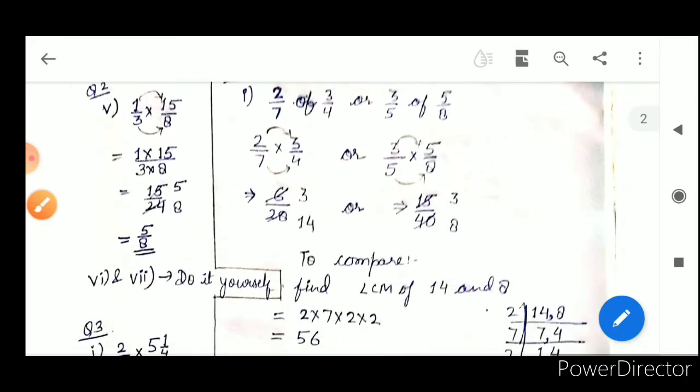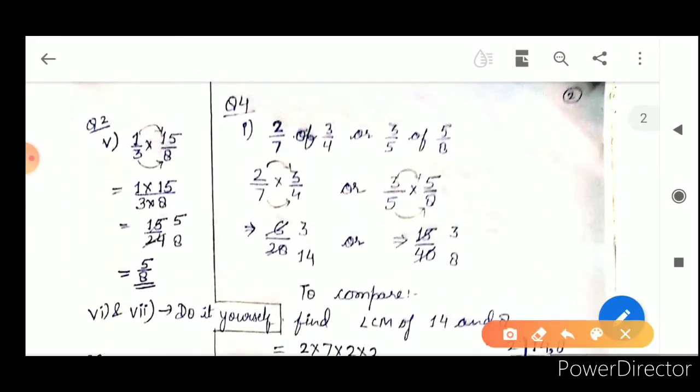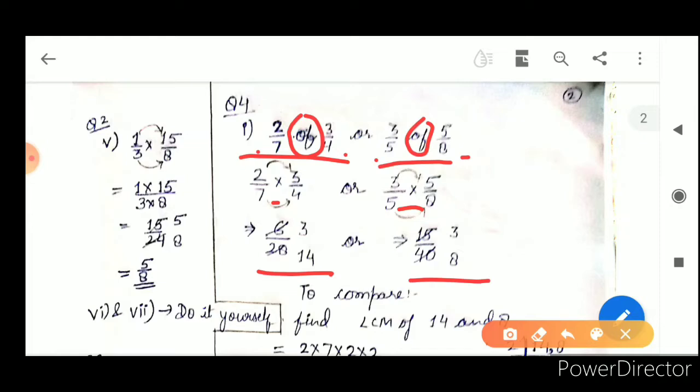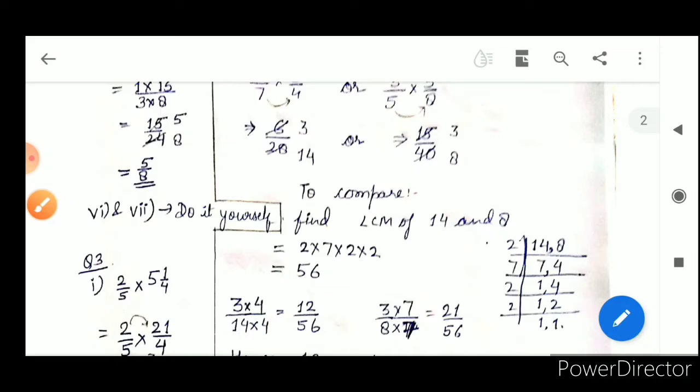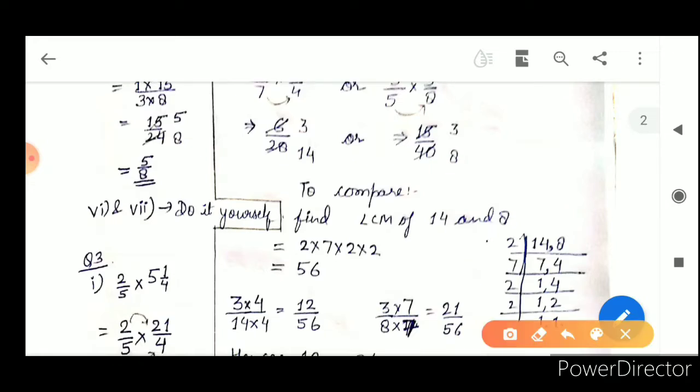Now the different question is if we have to compare these two parts. What we see here is that the denominators are not the same, so we cannot compare first. Here 7, 4, 5 and 8 are given in the denominators. So we have to first simplify, that is replace "of" by multiplication, then multiply the numerator by the numerator and the denominator by the denominator, and then find the LCM. By making the denominators equal we can easily compare the fractions.